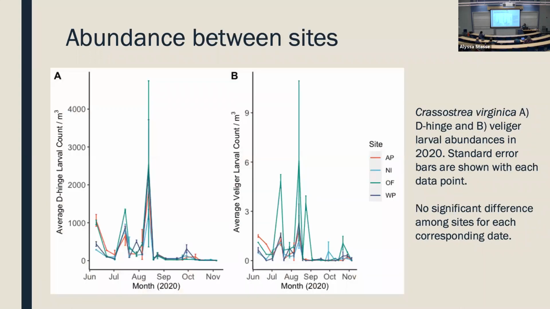And this is what I found. So this is just all the data plotted out. On the left, we have the D-hinge larval counts, and on the right, we have veliger larval counts. I found that there was no differences between the sites. All of the sites were essentially the same and not significantly different. So I was able to use those counts as a whole for Great Bay, showing that there was no differences among the Great Bay as a whole.